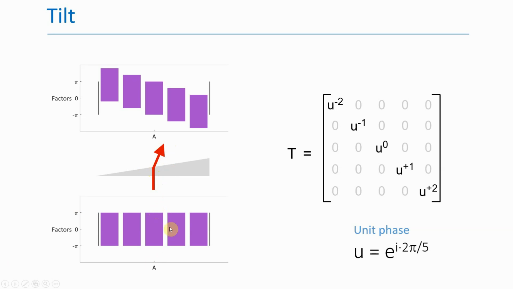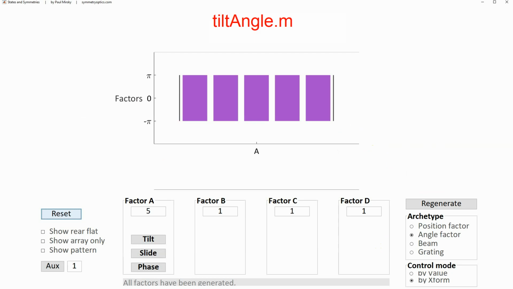Mathematically, the starting and ending angles can be represented by two different states of an angle factor. The effect of the wedge is represented by the tilt matrix T. The tilt matrix is diagonal, and each diagonal entry is a different power of the unit phase u, which we discussed in the last lecture in the context of state vectors. The companion code file tiltangle.m shows how the tilt matrix works on an angle factor, but the States and Symmetries app is the easiest way to view it.